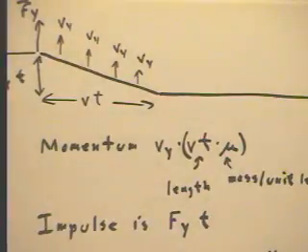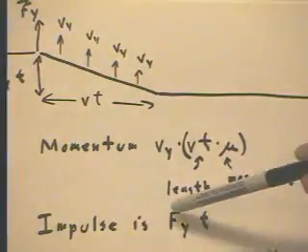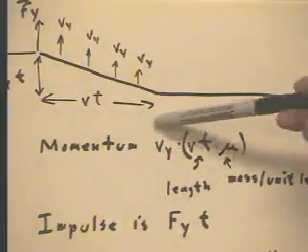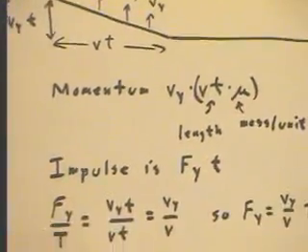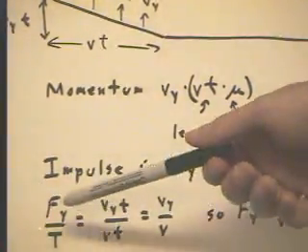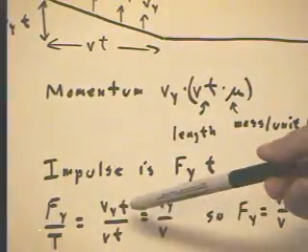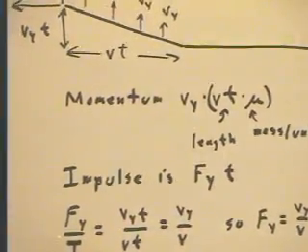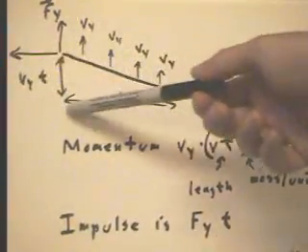Now, what's the impulse? As we said before, the impulse that created this change of momentum is just Fy times t. This impulse then has to be equal to this momentum, and we're going to easily be able to solve for v as soon as we do a little bit more work with this. Now, as we said before, the proportionality of Fy to T is the same as the proportionality of vy to v, because of what we said before. This is in the same proportion to this as this is to this.